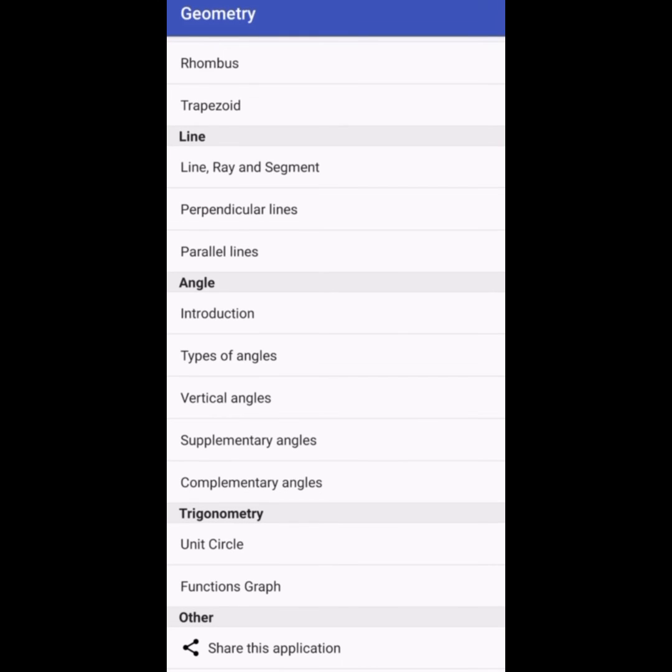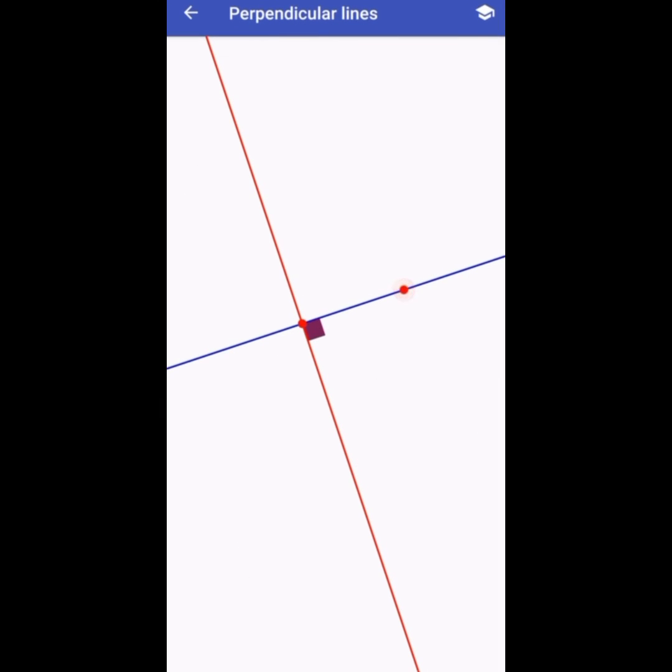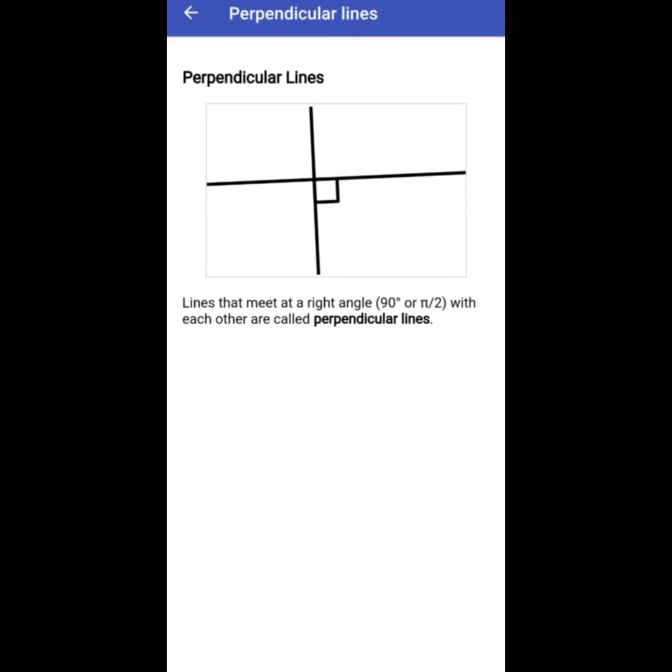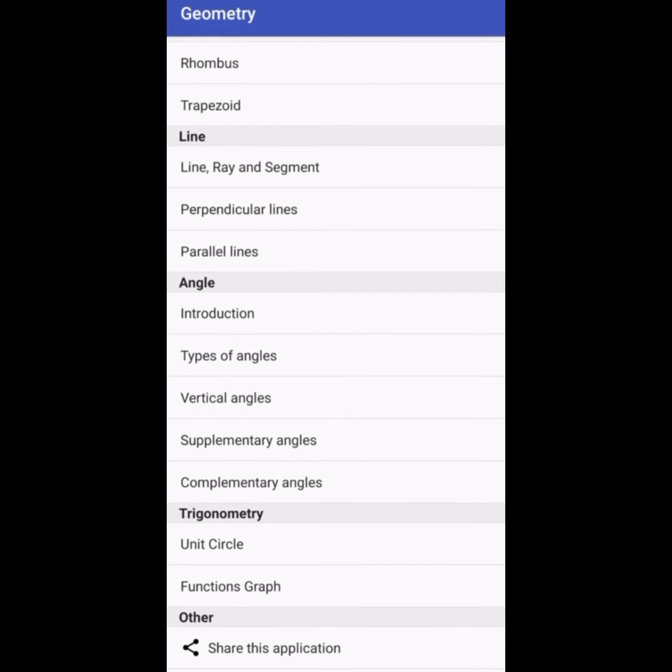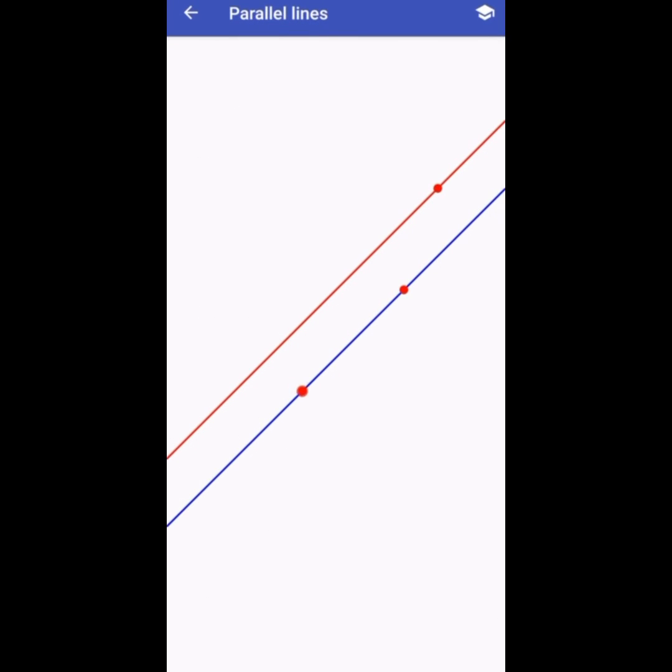Let's talk about the perpendicular lines. Perpendicular lines are lines that meet at a right angle, 90 degrees or pi over 2 with each other. Always remember that. So now, let's talk about the parallel lines.